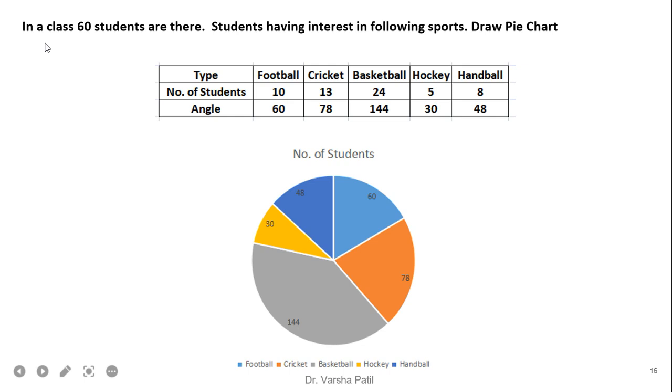Now see the next example. In a class there are 60 students. Students have an interest in the following sports. Draw the pie chart. So 1, 2, 3, 4, 5 sports are given, with the number of students who are interested in that particular sport. Now we require to calculate the angle. As percentage is not given, we do 10 by 60, because the total is 60, into 360. So we will get the 60 angle. 13 by 60 into 360, we will get the 78 angle. So in this way we are calculating the pie angles.